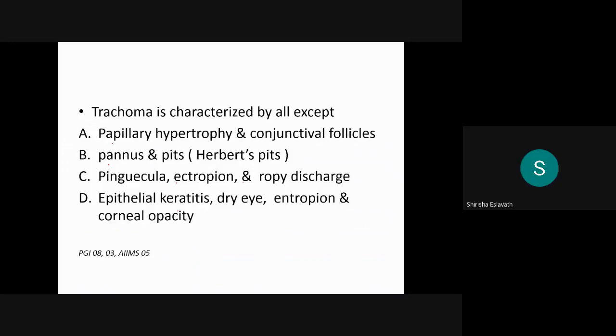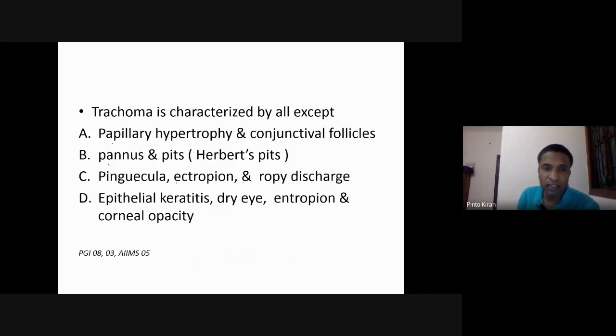Third option, sir. Yeah, it's C. You don't see ectropion. Pinguecula again is a degeneration, nothing to do with the trachoma. Ropey discharge, you'll see in allergic conjunctivitis. Except for C, all the options are correct.